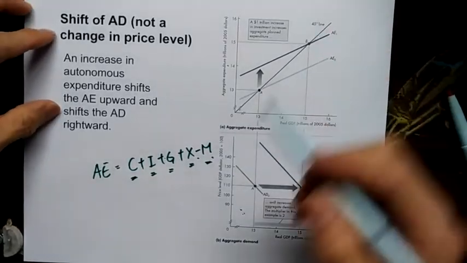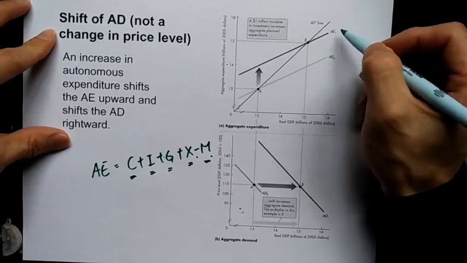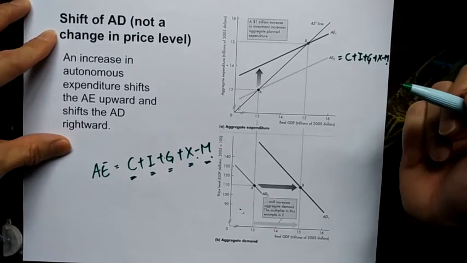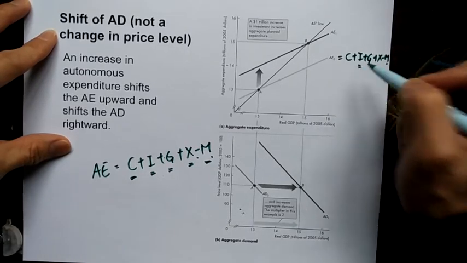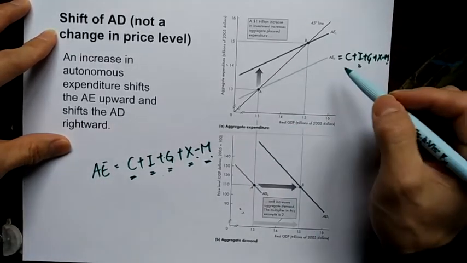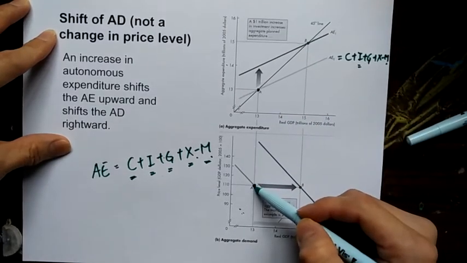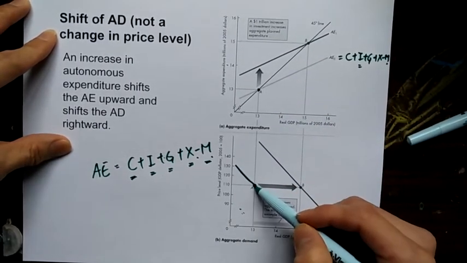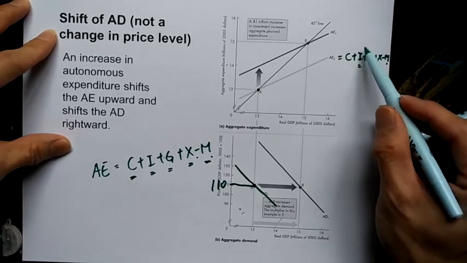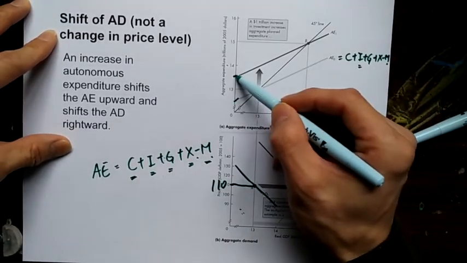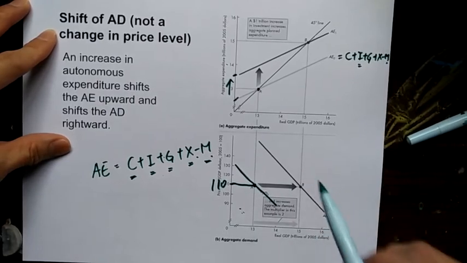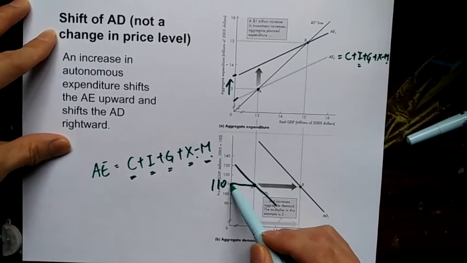How? This is the case. Remember, aggregate expenditure function is C plus I plus G plus X minus M. Say, for example, investment increases. Originally, the equilibrium is at 8. So we have this aggregate demand curve when price level is 110. Now, if firms increase investment, therefore, autonomous expenditure increases. Did I change the price? No, I didn't change the price. Price is still 110.